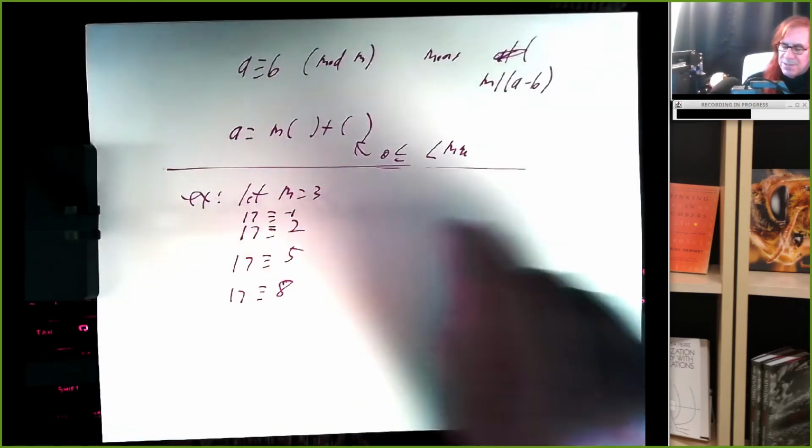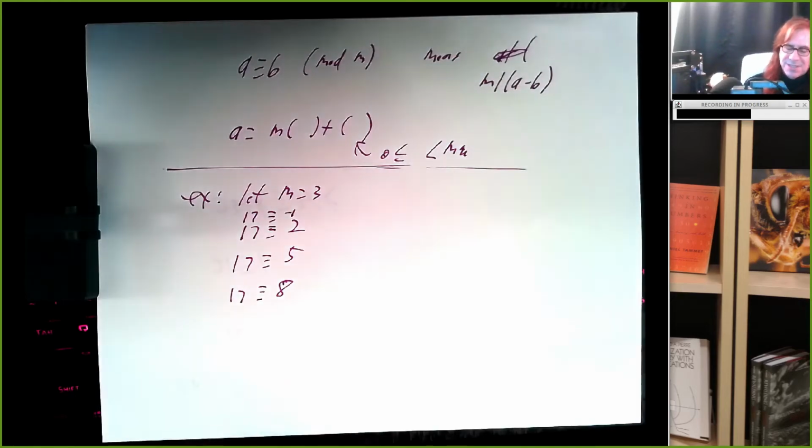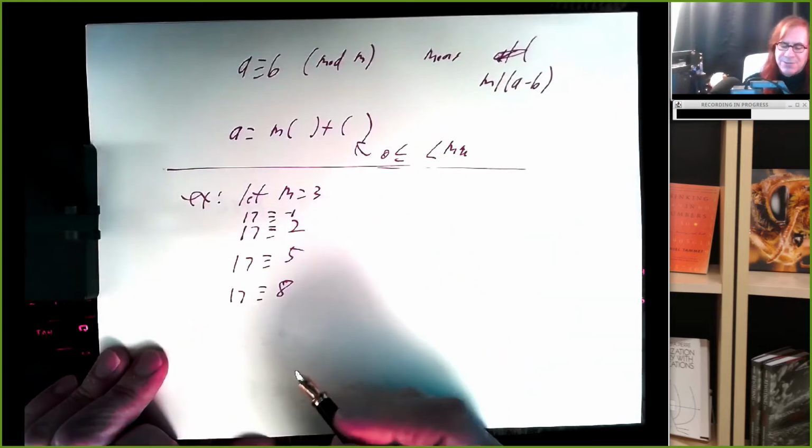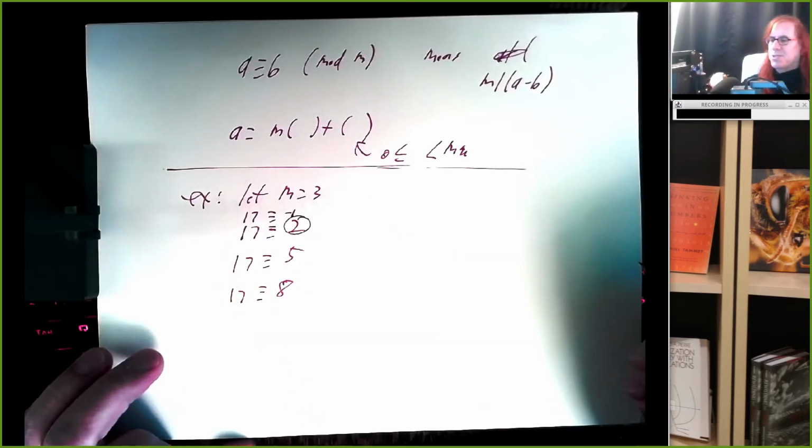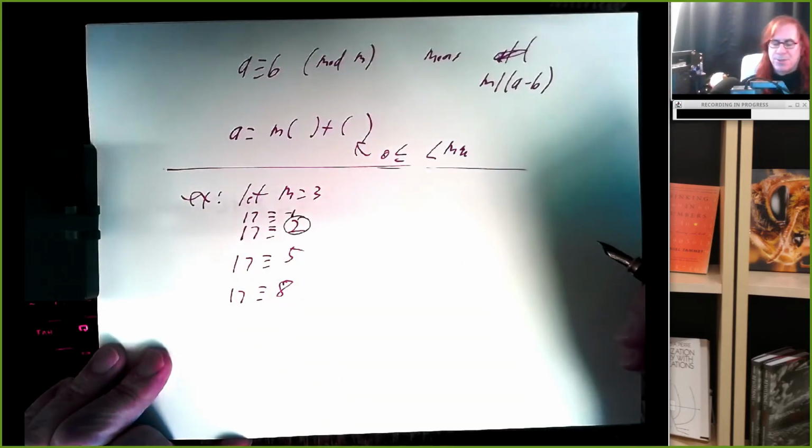But the division algorithm basically tells us that if we write down all the numbers that are congruent to 17, there's exactly one of them that sits between 0 and M minus 1, which is 2 in this case.